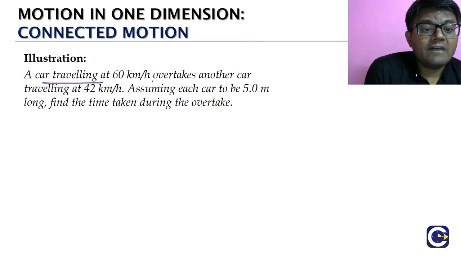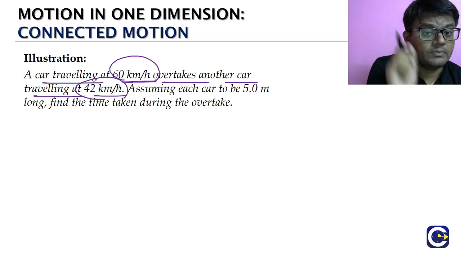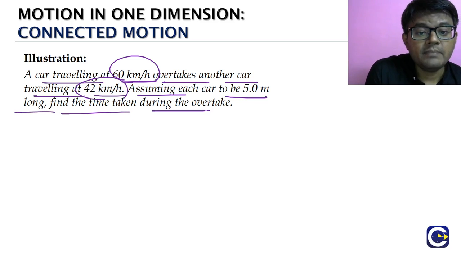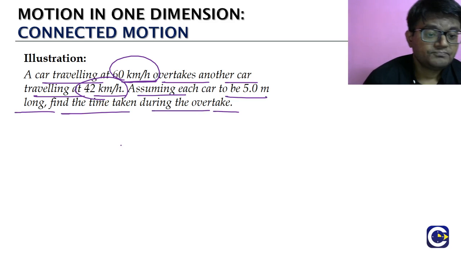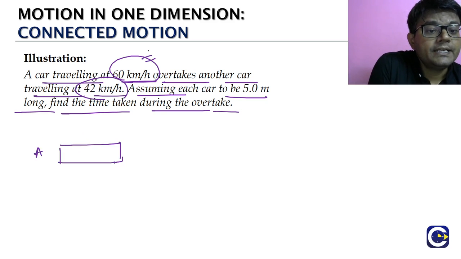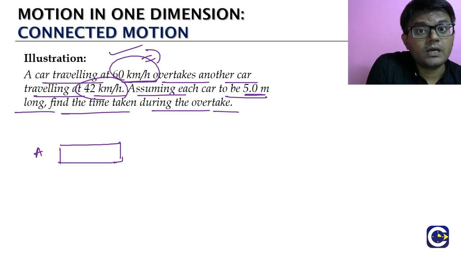A car traveling at 60 km per hour overtakes another car which is traveling at 40 km per hour. So the moment you see this kilometer per hour, we have to be a little bit careful. This is not the SI unit. Assuming each car to be 5 meter long, find the time taken during this overtake. Generally when we say overtake, we have to be very careful understanding what we mean by the concept of overtake. So the first car is traveling at 60 km per hour, and the length of each car is 5 meters, right? Let us try to convert this kilometer per hour also into SI unit.